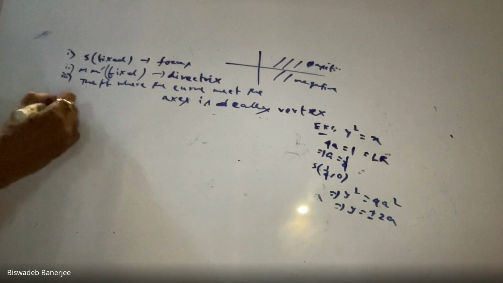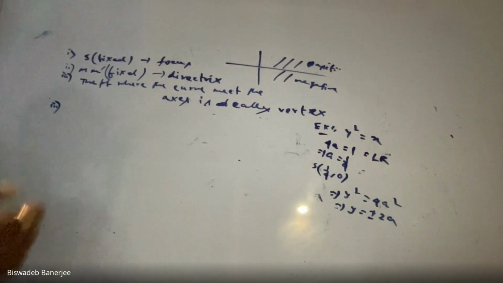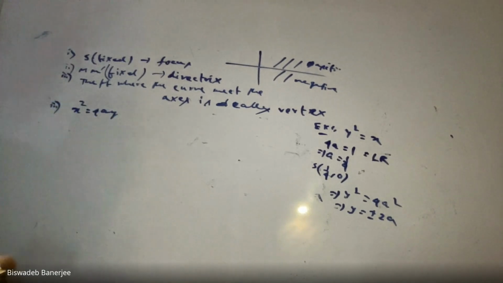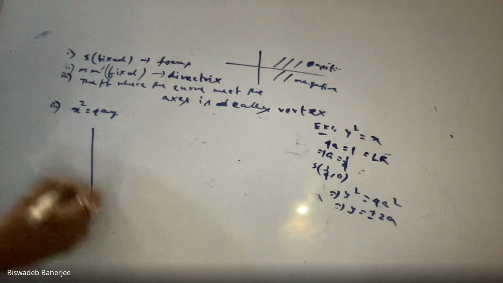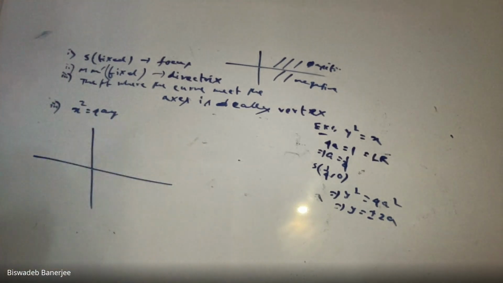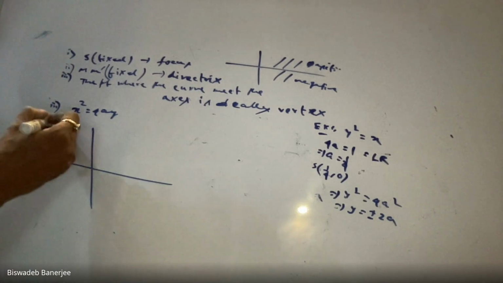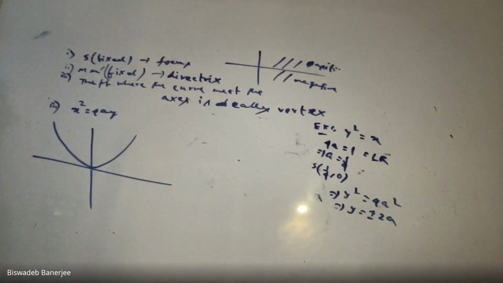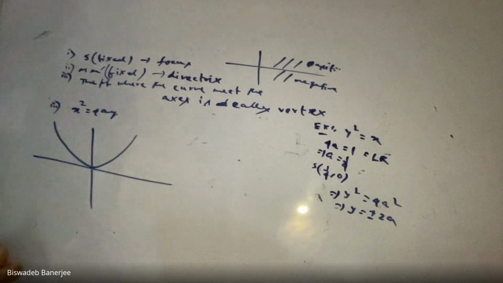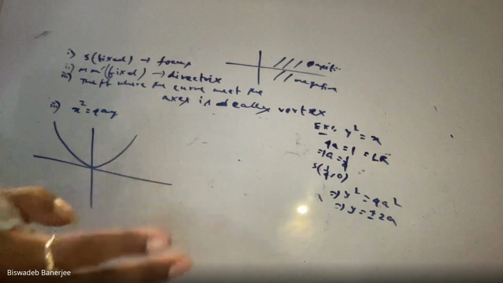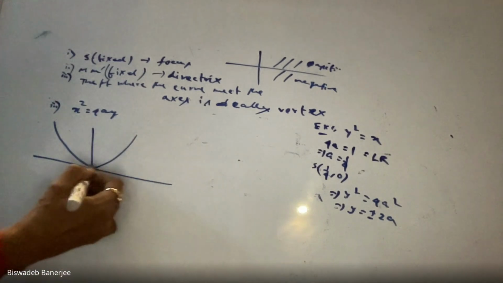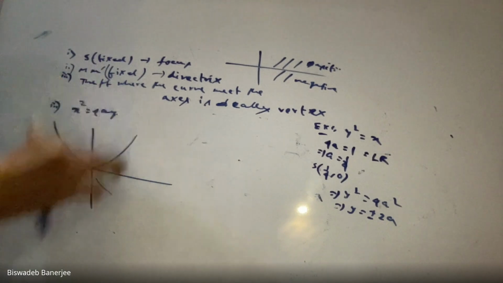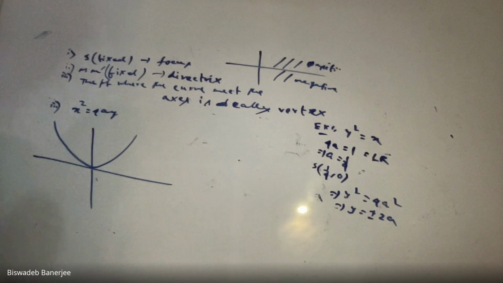My third form of parabola is x square equal to 4ay. What is the diagram of the parabola x square equal to 4ay? Here the parabola is totally on the y-axis. In our two previous cases, the parabola was on the x-axis, but now the parabola is on the y-axis. But the concept is totally the same.